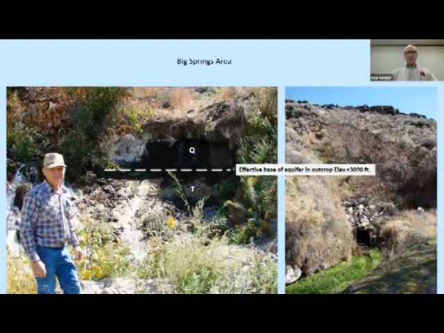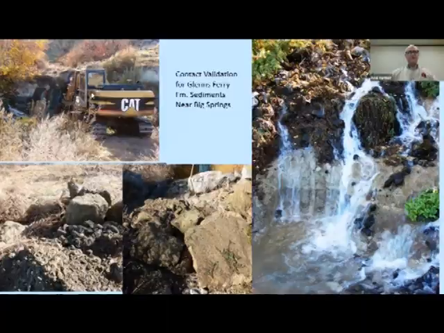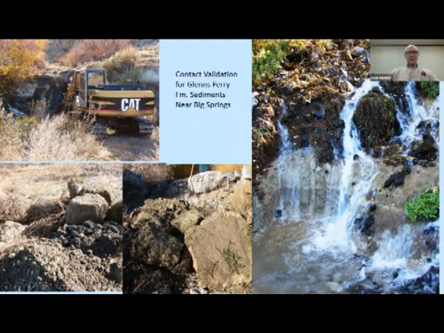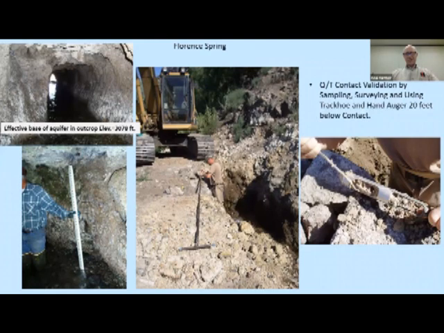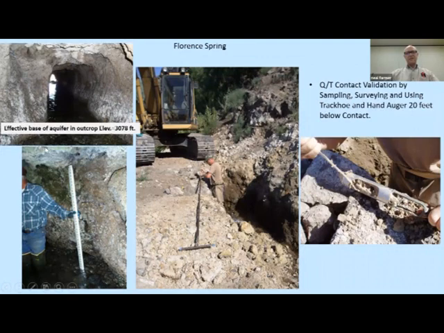And Frank had a track hoe, and it's pretty nice to have friends with track hoes, to expose and pull out nice blocks of samples of Glens Ferry formation for that QT contact confirmation. And he also gave me a call when they were working on the Florence Spring tunnel, where they tunnel in. This is the overlying quaternary basalts and the underlying Glens Ferry formation lake bed sediments right in the floor of this tunnel. And we exposed those and then penetrated them with hand auger methods for about 20 feet and then used lasers to survey in the elevations for control and GPS at this location.